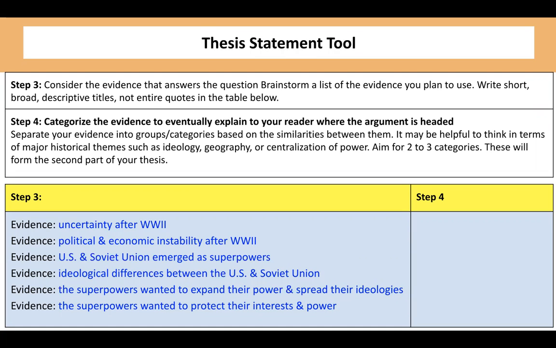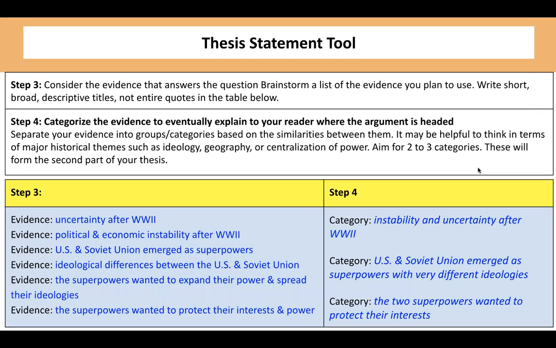And I will show you my categories and then walk you through why I put them together. So I looked at step 3, where we brainstormed some evidence, and I realized there were some patterns in my evidence here. So I talked about World War II, right? And I noticed that I mentioned uncertainty and instability. So to me, I felt that I could actually merge these two together. And I saw that as a post-World War II kind of category. So I wrote instability and uncertainty after World War II.